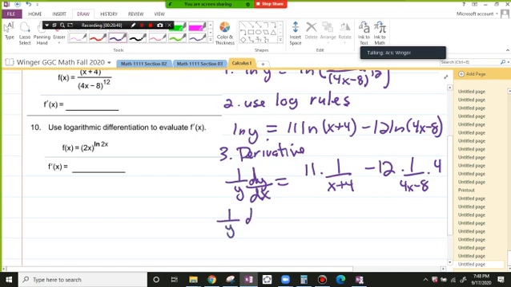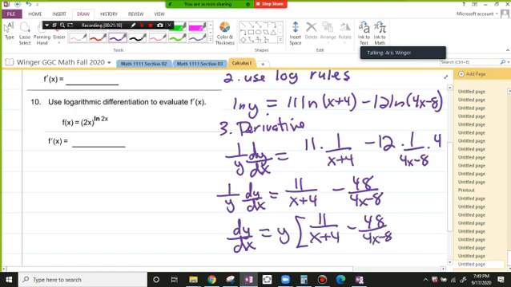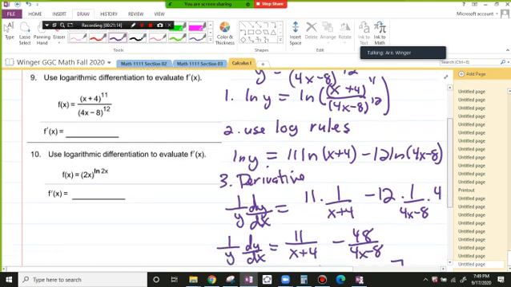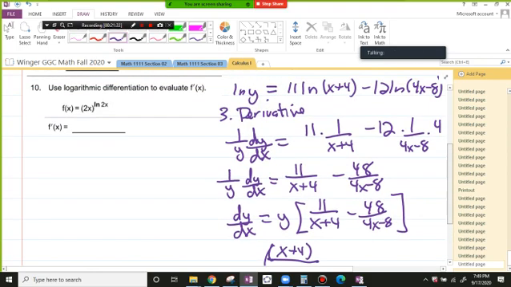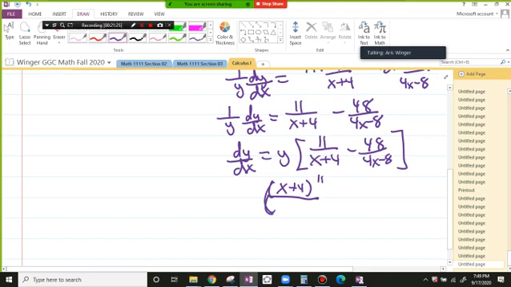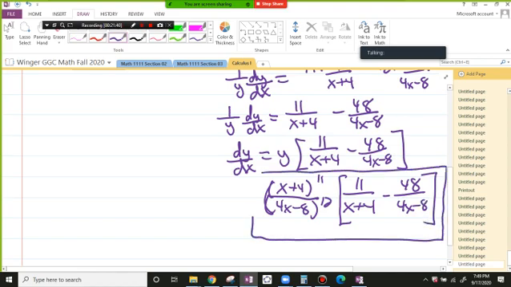This means that 1 over y dy dx is equal to 11 over (x plus 4) minus 48 over (4x minus 8). I'm solving for dy dx, so I'm going to multiply by y. And then remember what y is: 11 over (x plus 4) minus 48 over (4x minus 8), and that y was that ugly thing, (x plus 4) to the 11th over (4x minus 8) to the 12th. That is the derivative.